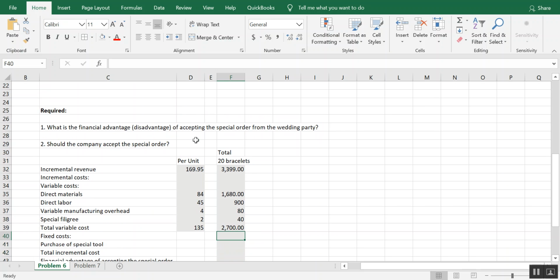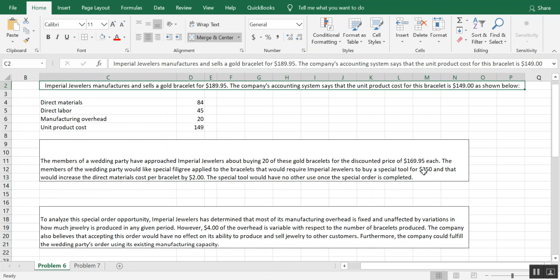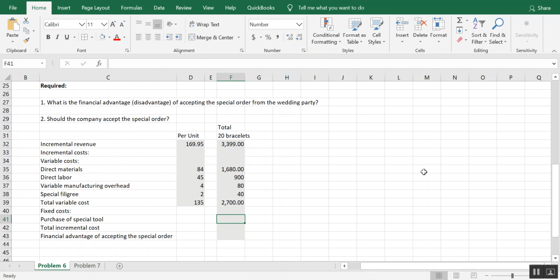Now we're going to have some fixed costs that we need to deal with as well, and that is this tool that we have to buy, this $250 tool that we really won't use again. So we need to add that in here for fixed cost. So the total incremental cost for this special order will be the 250 plus 2,700.